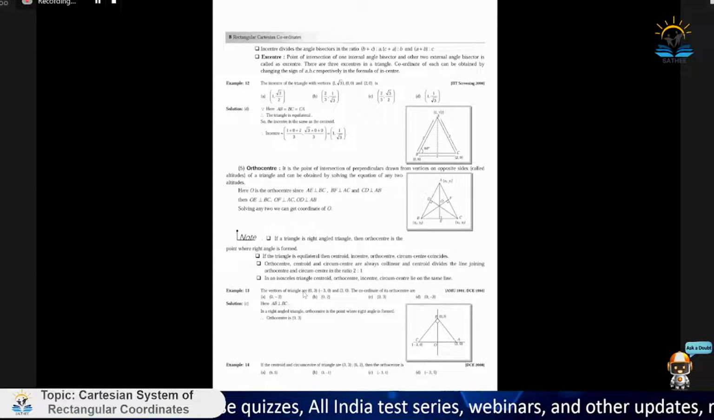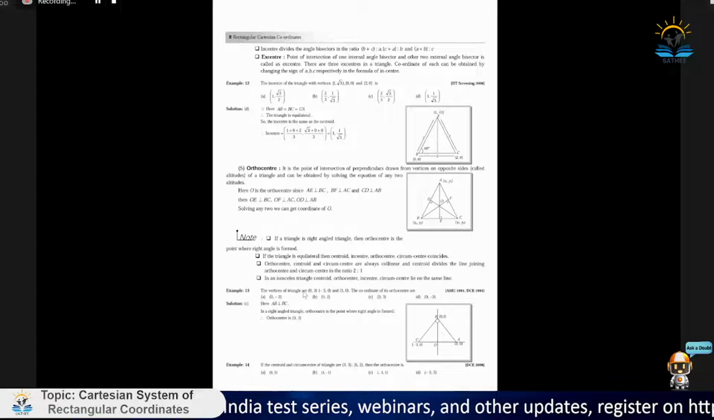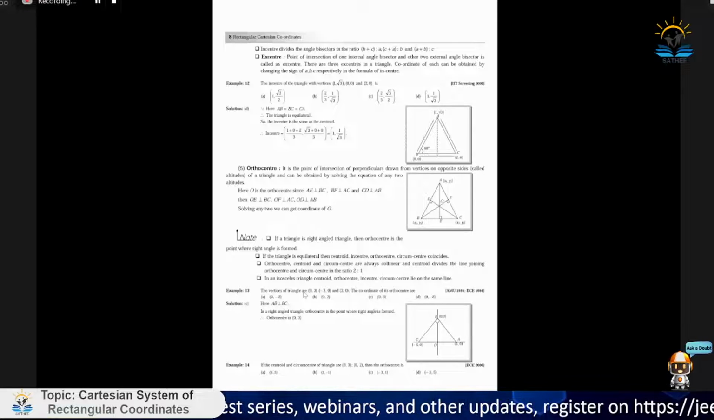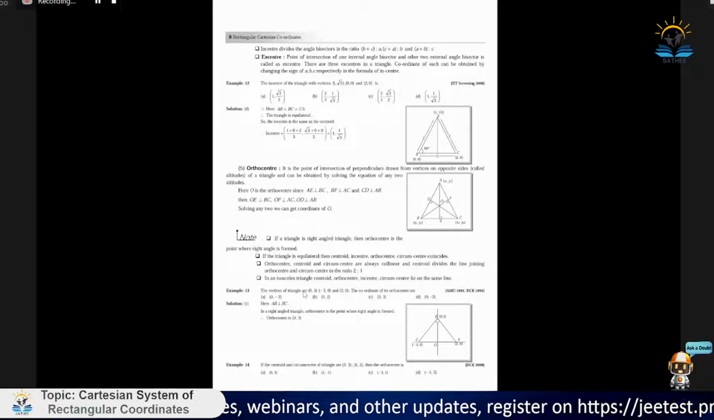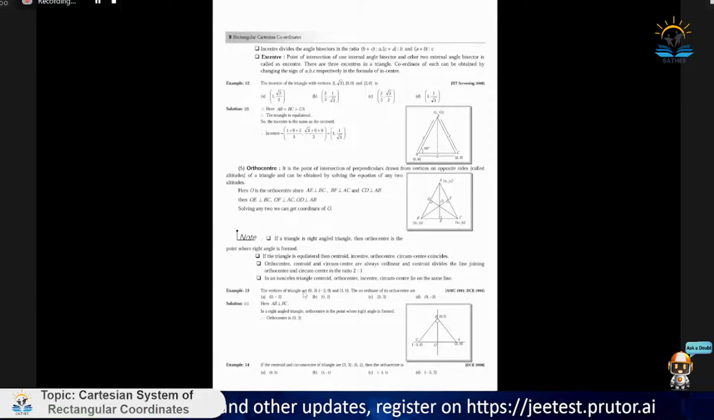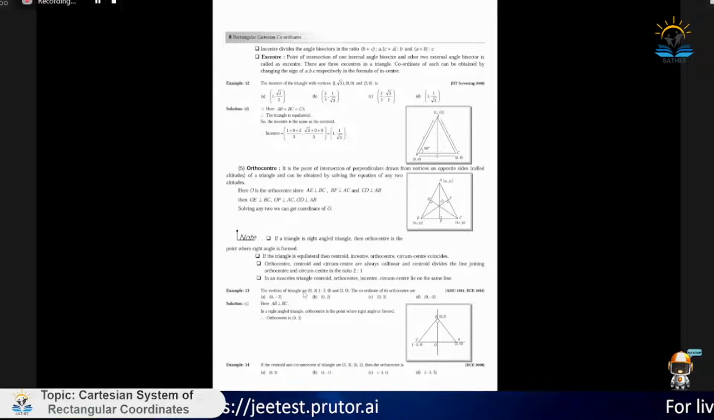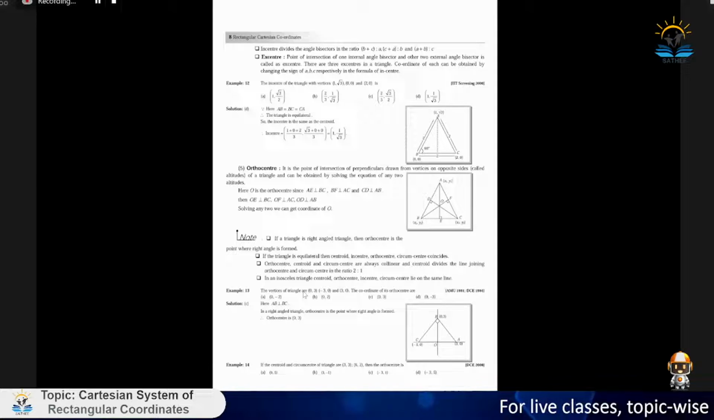And if you have a right angle triangle, then the orthocenter would be the middle point of the hypotenuse. So if you have the vertices of a right angle triangle, you can just find the middle point of the hypotenuse vertices, and there you go, you'll get the orthocenter. And if the triangle is equilateral, as I said, all those points would coincide. So the incenter, orthocenter, and circumcenter would be the same. So if you want to find the orthocenter, you can just find the centroid, and it would be the same thing.